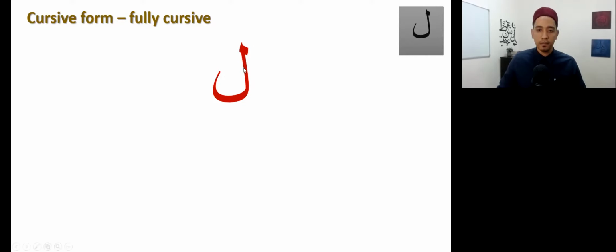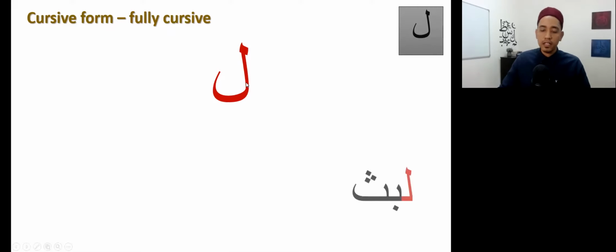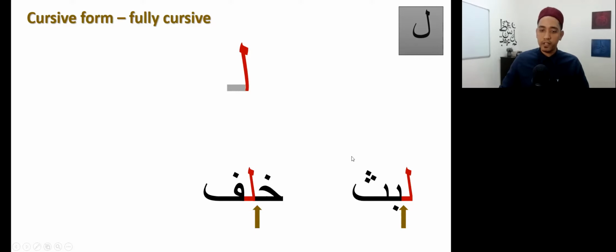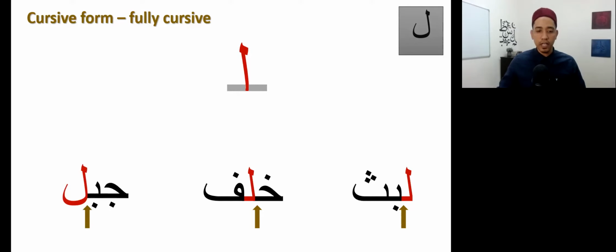Okay, the letter Lam. Let's look at the letter Lam in a word, nothing too complex. We can see over there, the tail is cut off, just like all the other letters, it joins to the left, and it joins on the other side. So we can already see this letter is fully cursive. So it just looks like a stick. And we can see over here at the end of a word, it keeps its original shape. However, it's just joined to the side.